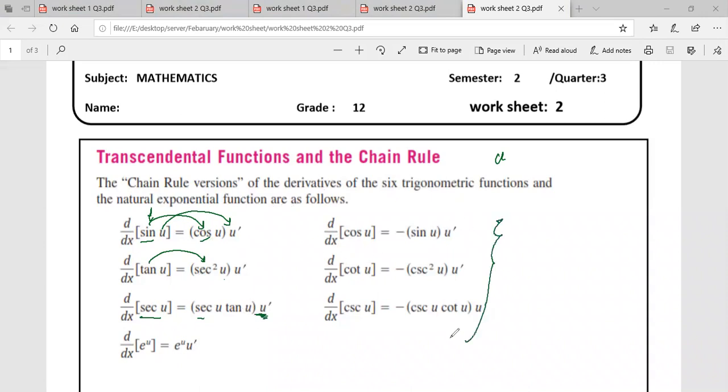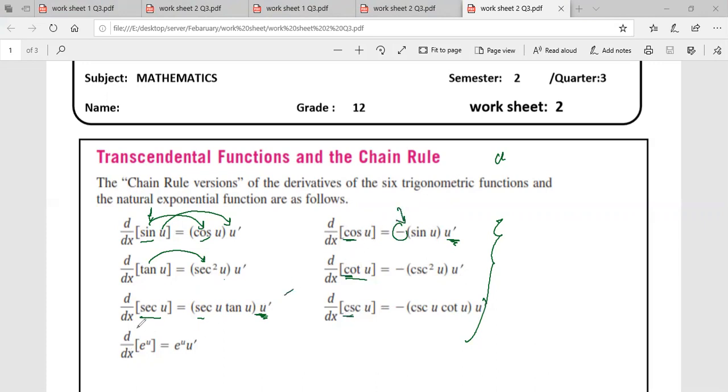Please study this rule well, and you have to know how to apply it, as I'll show you. The derivative of cosine u is negative sine u, u prime. Don't forget u prime. Cotan u gives negative cosecant square u. Cosecant u gives negative cosecant u cotan u, multiply the derivative of u. As you see, all the trigonometric functions which have a co-prefix have a negative sign in their derivative.